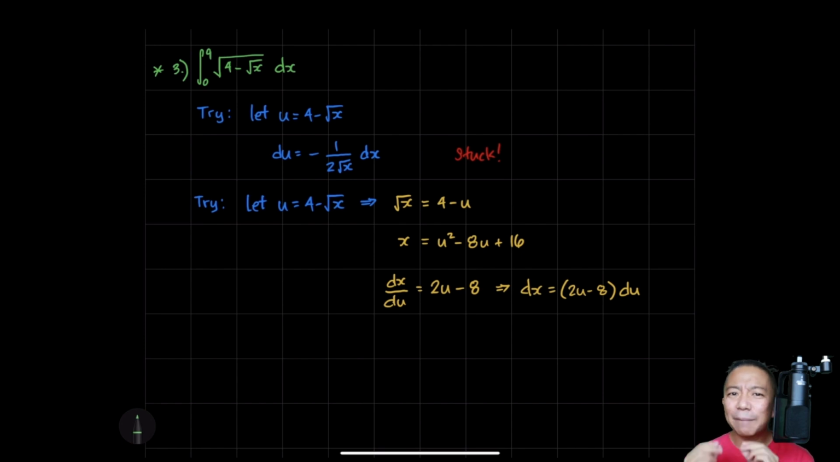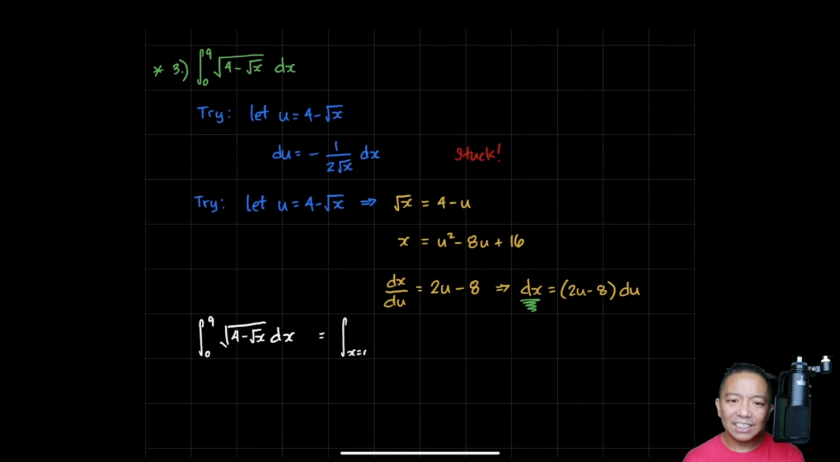So instead na maghahanap tayo ng expression na imamatch kay dx para maging du siya, nakahanap tayo ng expression for dx mismo. So we don't need to change yung dx anymore. It's just dx. So let's do the substitution now.